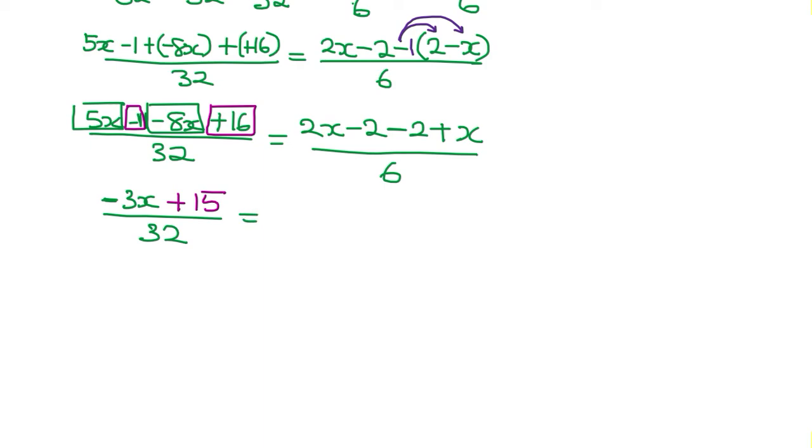While on the right side we have like terms as well. We have positive 2x plus x, which will give us 3x, and here on the other side we have negative 2 minus 2, which gives us minus 4, and this here is over 6.